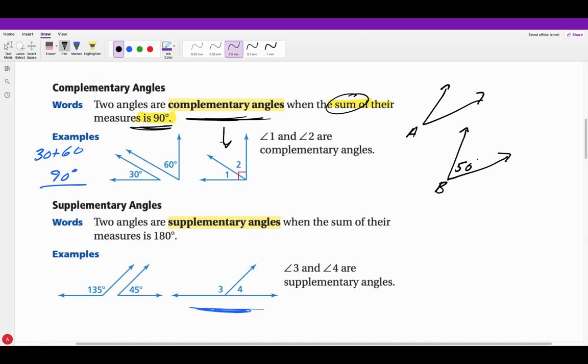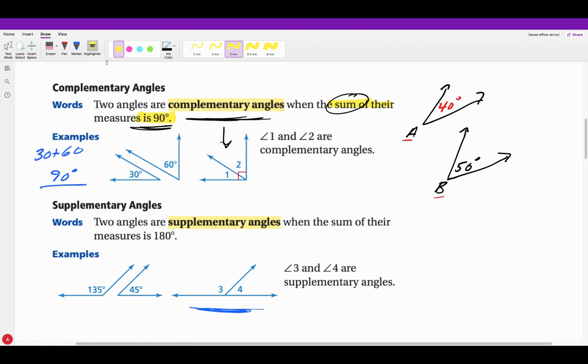And if I say that angle B is 50 degrees and I tell you that angle A and angle B are complementary, well, we have enough information now to figure out what angle A's measurement is, because I know that these two angles would have to add up to be 90. And if this is 50, that means angle A must be 40. All right, so we can now use this information to help us solve for questions.